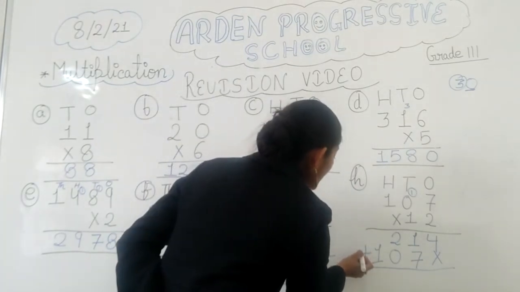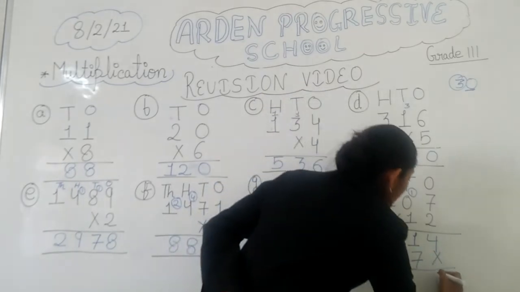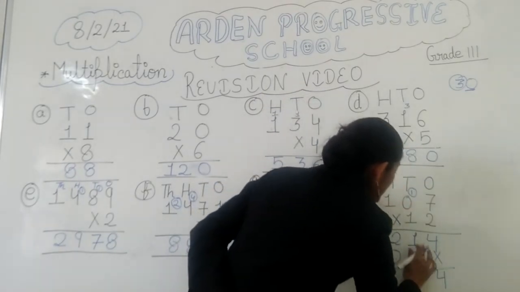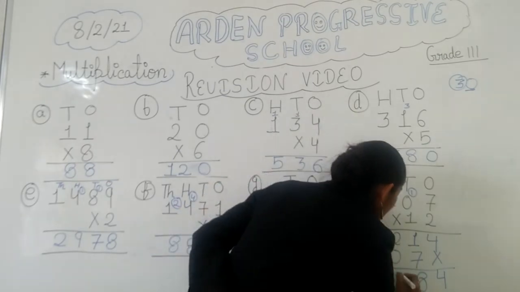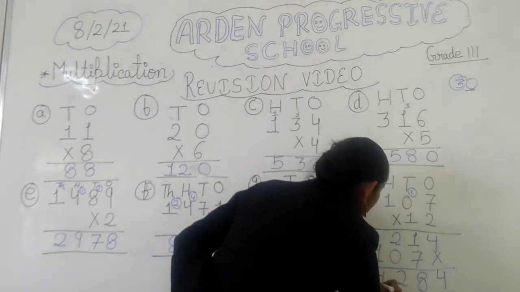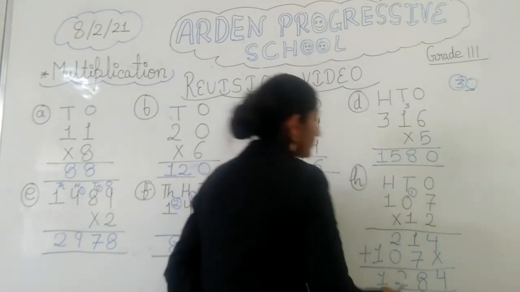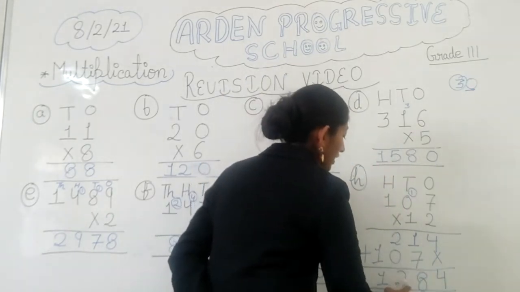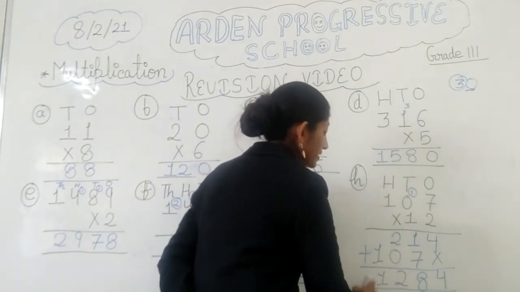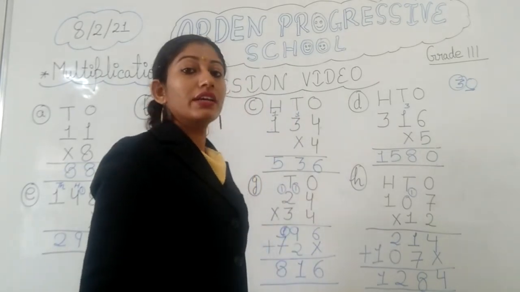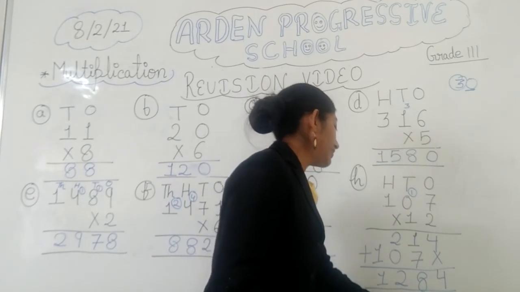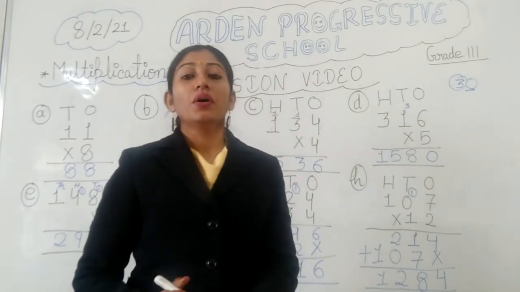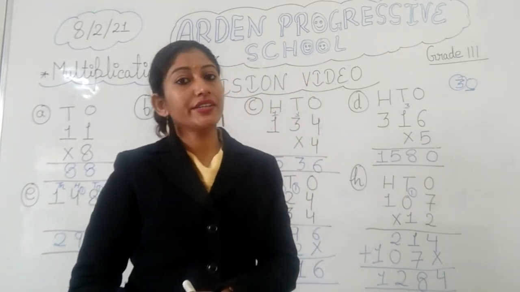So, what are we getting after addition? This is 4. This is 7 plus 1 is 8. 2 plus 0 is 2. And this is 1. So what answer are we getting? We are getting 1284.